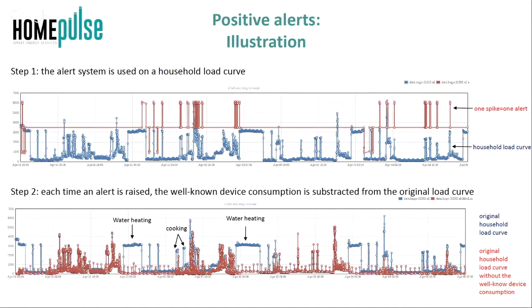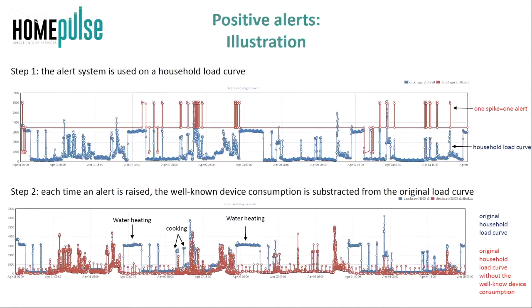Okay, so just to finish this talk, I will show an illustration of this procedure. Here in blue, we have an aggregated load curve coming from a residential household, and on this load curve we use a cumulative sum alert system. Each time we see a red spike, it corresponds to an alert that has been raised thanks to the cumulative sum algorithm. We can see that quite a lot of alerts have been raised.